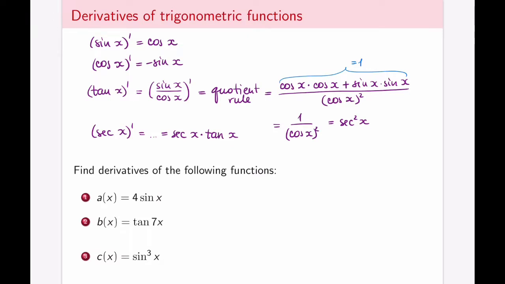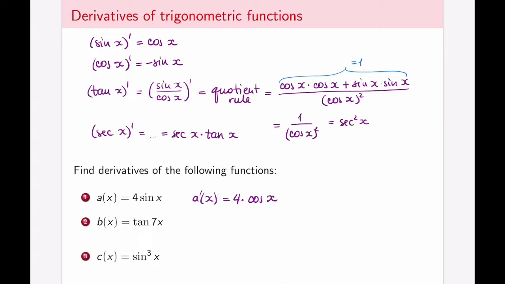Let's now try to see how these new derivatives work together with other differentiation rules that we have seen before, such as constant multiple rule, addition and subtraction rules, chain rule, and whatnot. So my first function here, I have a of x is equal to 4 sine x. So remember that constant multiple rule means that I can leave the constant alone and then take the derivative of the function itself. So the derivative of sine of x is just cosine. So overall, the derivative is 4 cosine x.